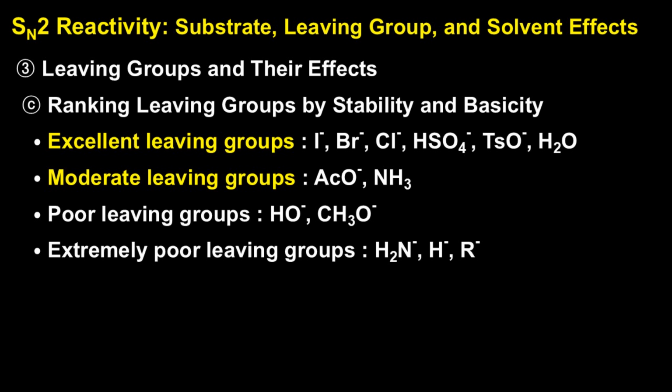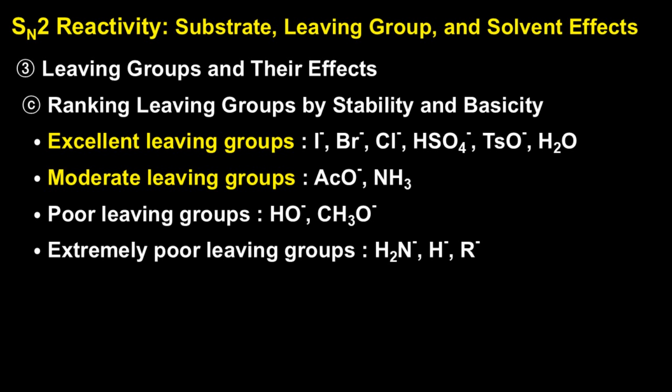Let's rank some common leaving groups, from best to worst. At the top, you've got iodide, bromide, and chloride, classic halides that leave easily. Then there's hydrogen sulfate, tosylate, and even water, all stable once they're out of the picture. A step down, we've got moderate leaving groups, like acetate and ammonia. They can work, but not as well.